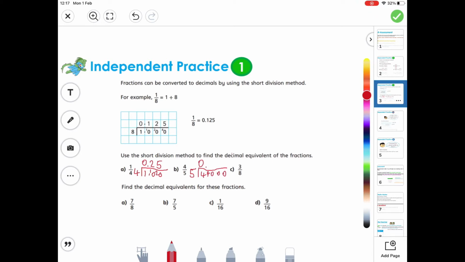4 divided by 5. How many 5s in 4? 0. How many 5s in 40? 8. So 0.8. So we've got 3 divided by 8 for the next one.